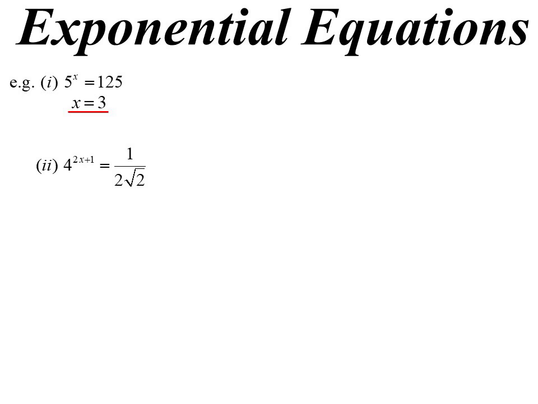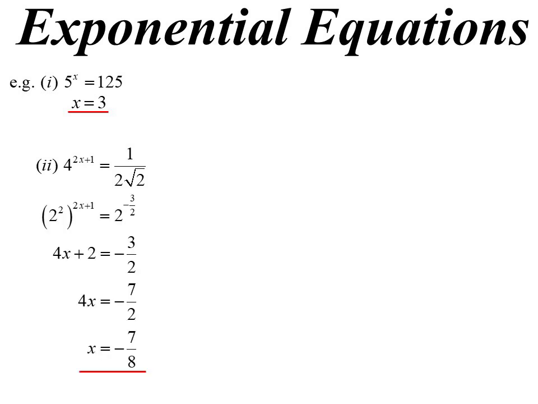4 to the power of 2x plus 1. Well, we can write both sides as 2 to the power of something, and then equate the powers and we get our answer. Again, not a huge problem. But then we get something like this. 7 to the power of x is 32.